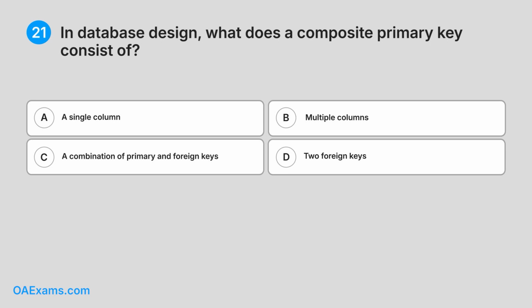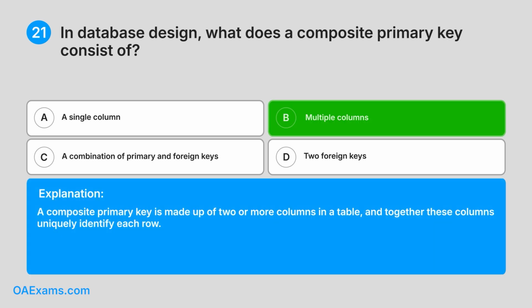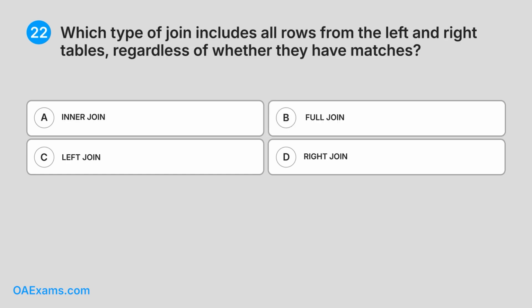Correct answer: B. Multiple columns. Explanation: A composite primary key is made up of two or more columns in a table, and together these columns uniquely identify each row.